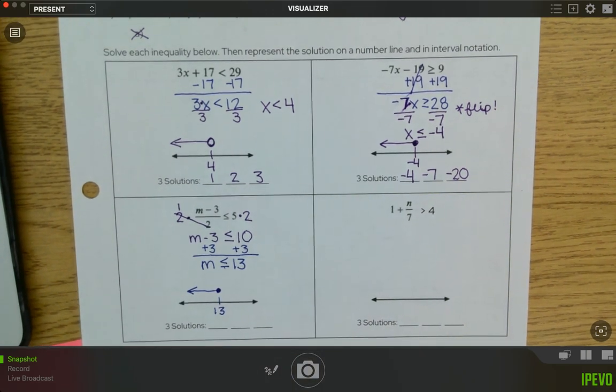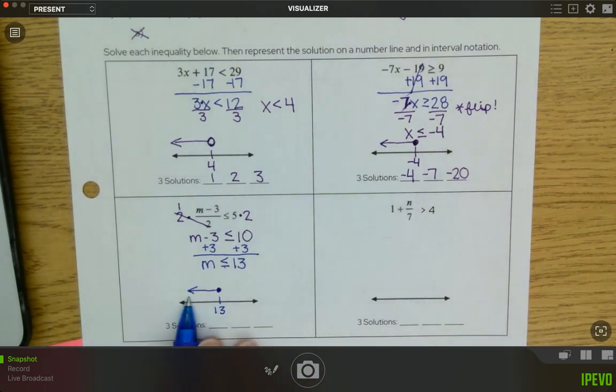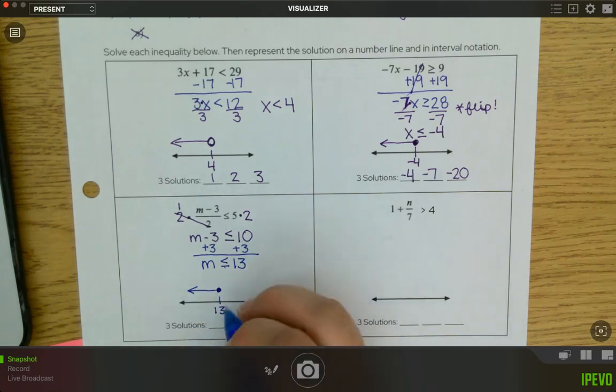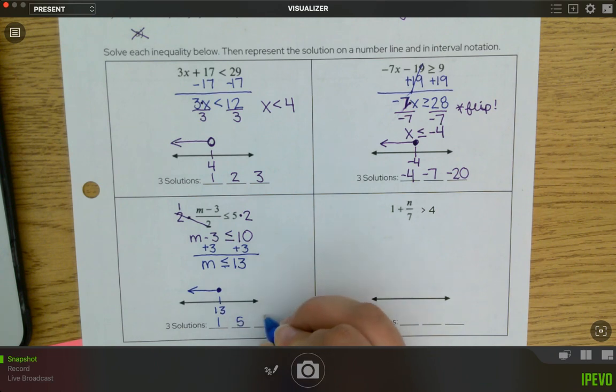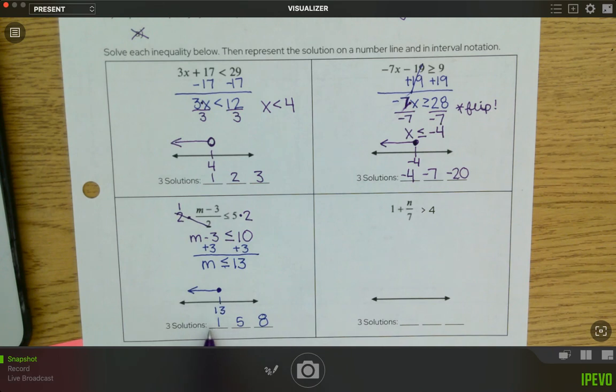And then I need 3 solutions that are to the left, or less than 13. That could be 1, it could be 5, it could be 8. I'm trying to pick random numbers now. You could go 9, 10, 11 if you wanted to also. Anything less than 13. Realize that there are a ton of answers here. That's why I'm having you guys do this part.